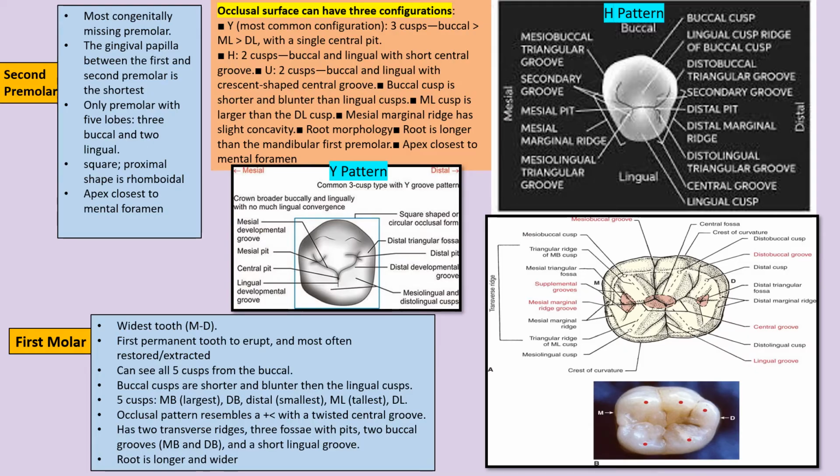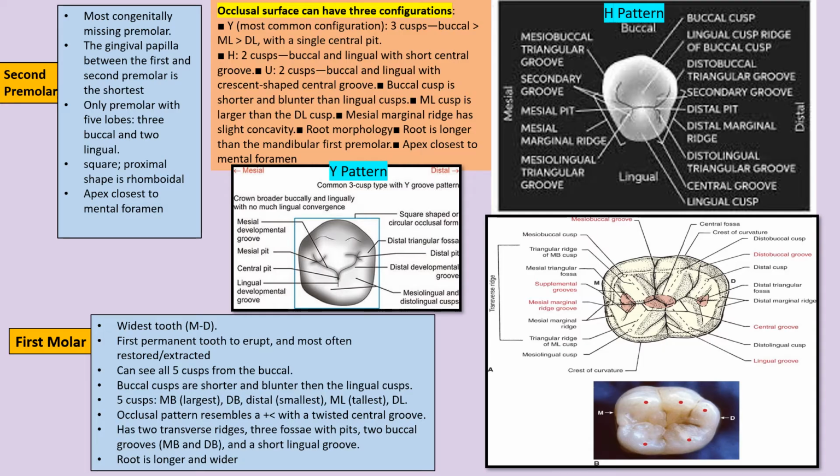Now we can see the mandibular second premolar. We know it's one of the most common congenitally missing premolars we have. The mandibular second premolar can exist in three forms: Y pattern, H pattern, and U pattern. Y pattern, which is the most common, will have three cusps, while H pattern has a straight groove. U pattern, you can see, has a twisted groove, which is a two cusp pattern.